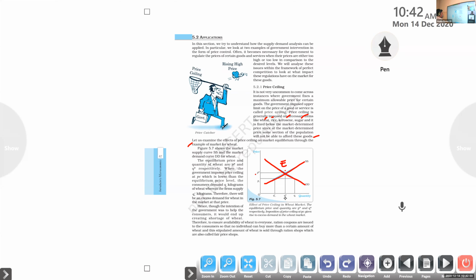When the government imposes a price ceiling at PC, the PC price is the price sealed. Before it was P star, but the government sealed the price, reducing it to PC, which is lower than the equilibrium price level. So P star is the equilibrium price level and the sealed price is PC. So no producers are able to sell the wheat at more than the PC price. Clear or not?